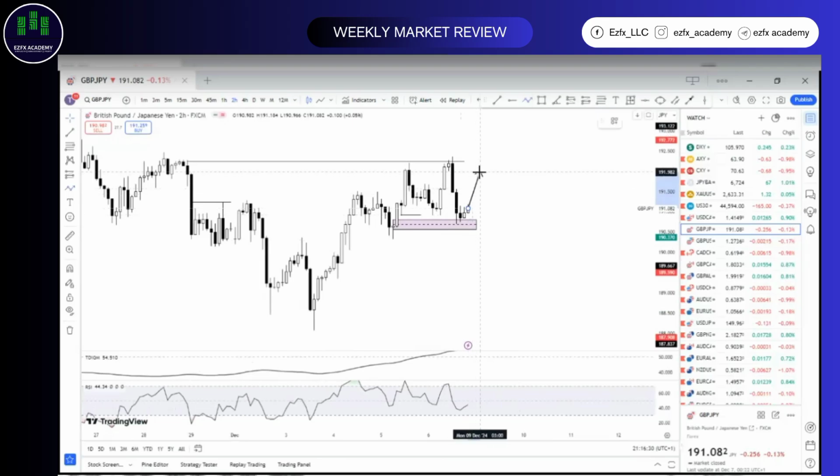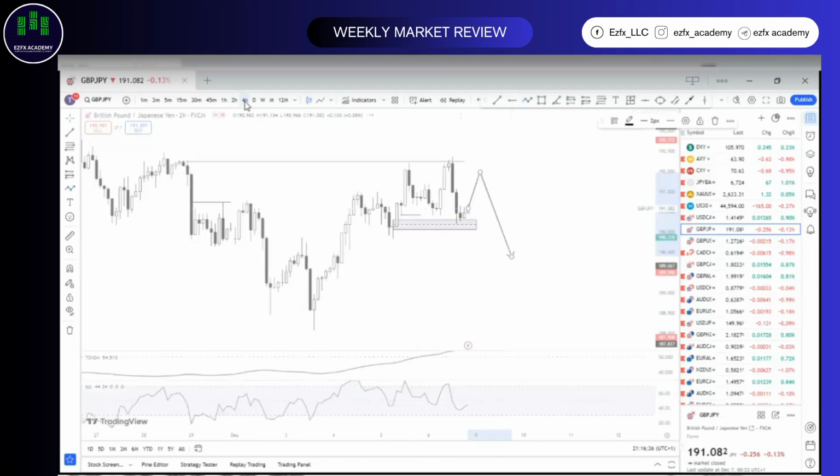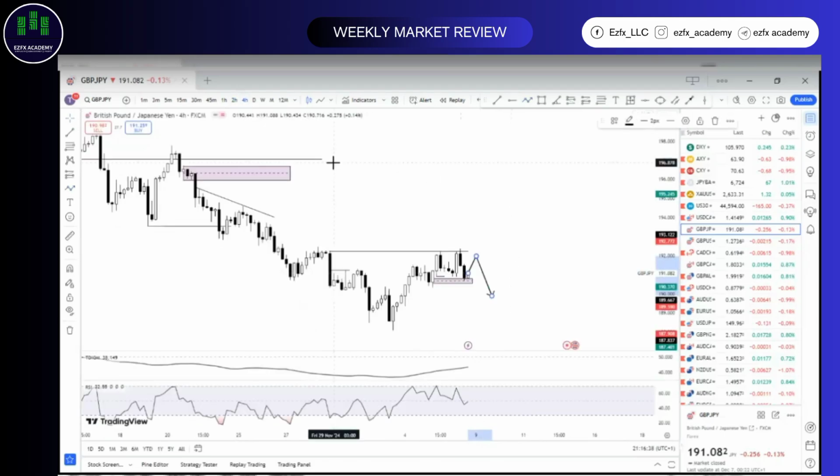A short buy, all right, and then a sell. Let me just quickly check that. Yeah, I think this is what I'm watching out for this week on Gbpjpy. A short buy and then a sell. All right, so this is my current thought process, right?